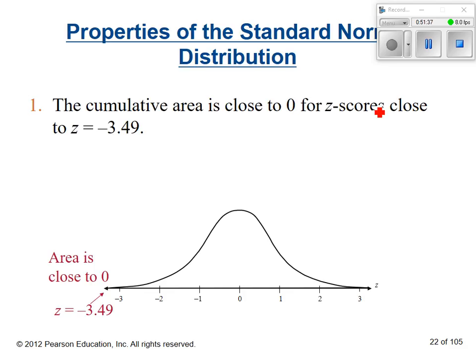All right, properties of the standard normal distribution. Cumulative areas are close to 0 for z-scores close to negative 3.49. What that's saying is, if we get down here to like negative 3.5, anything to the left is basically going to be nothing, 0. All the time that we're talking about this, we're talking about areas to the left.